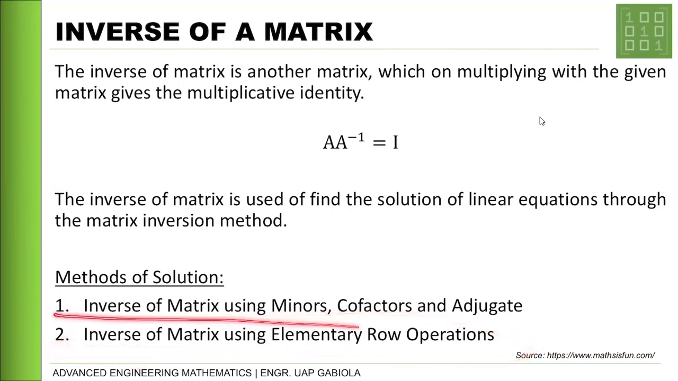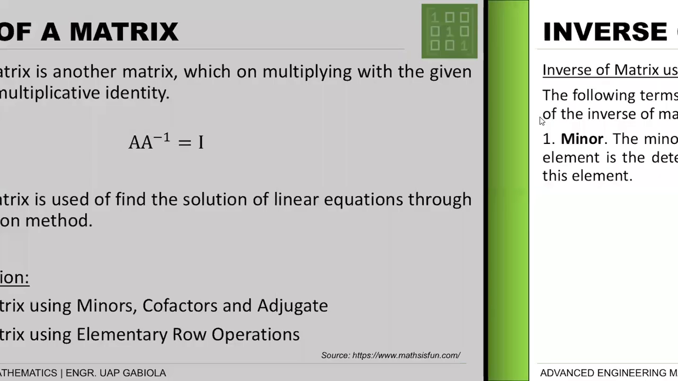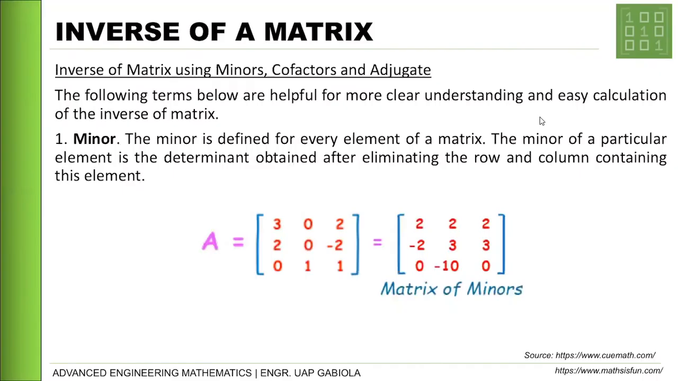Ngayon, i-discuss muna natin yung first method, which is yung using inverse of matrix using minors, cofactors, and adjugate. But first, we need to discuss kung ano ibig sabihin yung minors, ano yung cofactors, ano yung adjugate. Okay? So, yeah. So let's discuss. So the following terms below are helpful for more clear understanding and easy calculation of the inverse of a matrix. Okay? First one, hanapin natin si minor.